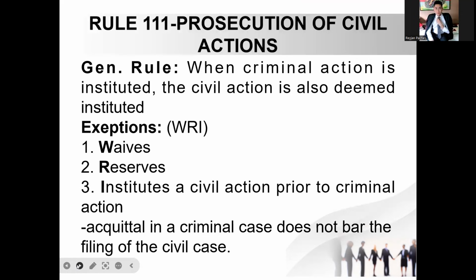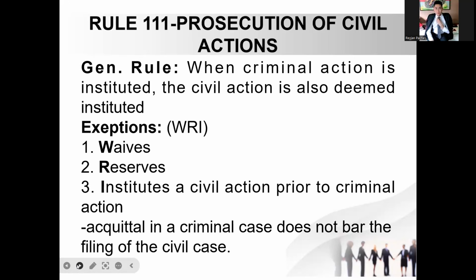Okay, then of course, we have the prosecution of civil action. Tandaan nyo, under Rule 111, when the criminal action is instituted, the civil action is also deemed instituted. Ibig sabihin, when a person is criminally liable, he is also civilly liable. Of course, there are certain exemptions. Ulitin ko, when a person is criminally liable, he is also civilly liable. Yan yung general rule under Rule 111, the prosecution of civil action. When the criminal action is instituted, the civil action is also deemed instituted. Ibig sabihin, kalakip na yan or kakambal niya na yan.